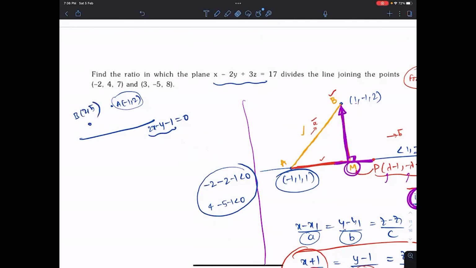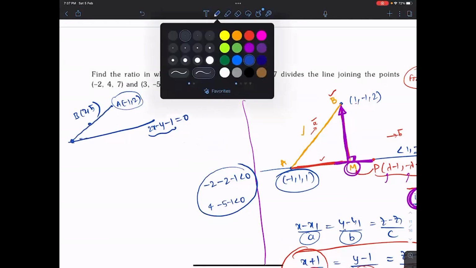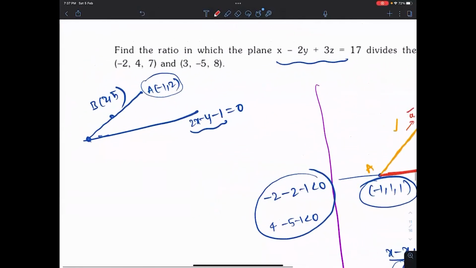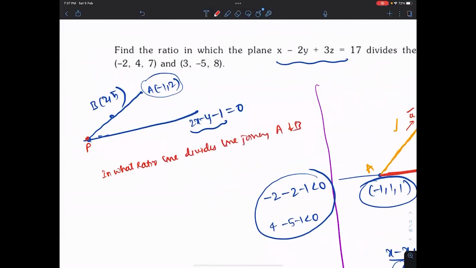Now if I extend AB like this, it will intersect the line at some point P. If they ask in what ratio the line divides the line joining A and B, that means they are asking PA by PB. Simply what you do is minus of L of A by L of B. That will be the answer. So P divides A and B externally. What is that ratio they are asking?